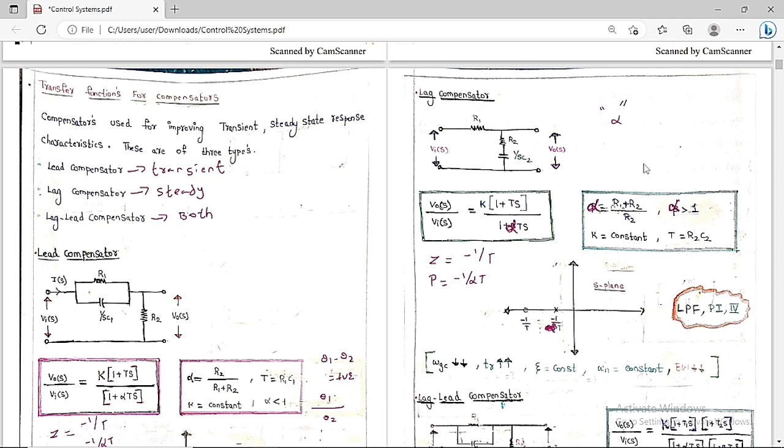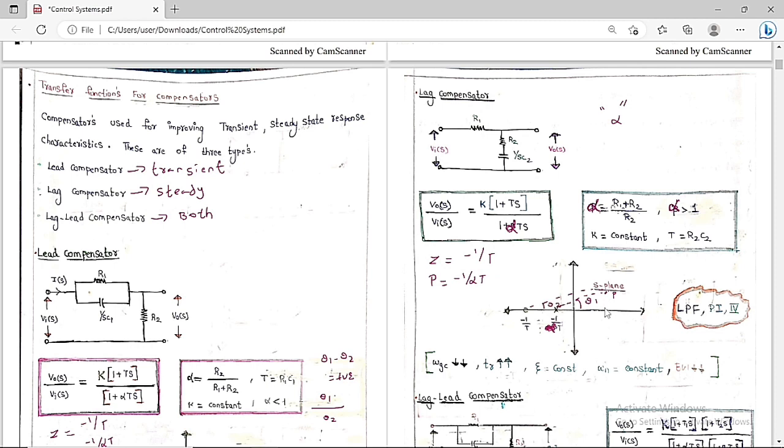If you want to remember, the easy way is that the lag compensator means the output is always going to lag the input. The output is always going to lag the input in the case of a lag compensator. Suppose for simple analysis, we take some point P. We take this angle, which is theta 1, and this angle is theta 2.